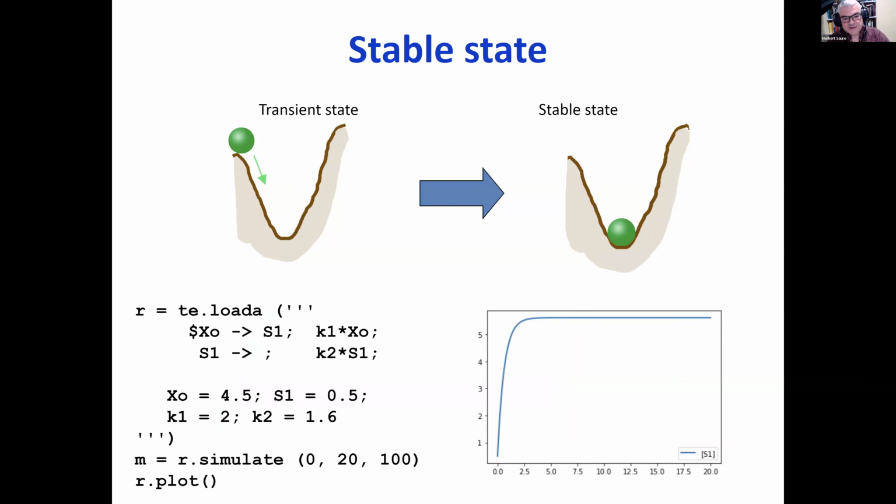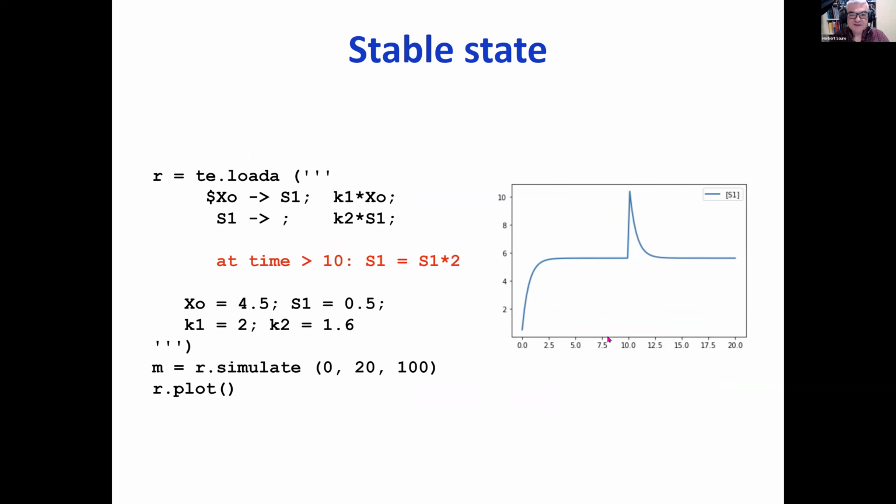Here's a really simple example. This is a really simple model. X0 goes to S1, S1 goes to who knows. I do a run of simulation, and I get this curve. Now I can tell that it's stable because I can add an event to this model. Here I'm just upregulating S1 a little bit. And as Lucien said, this is a one-time transition.